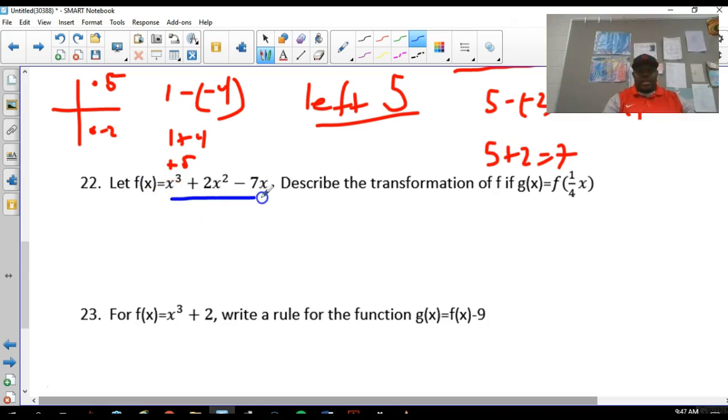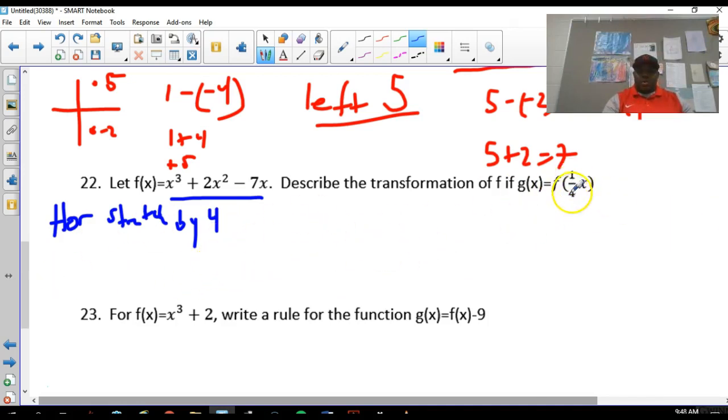let f of x represent this function here. Find the transformation of f if g of x equals f of 1/4 x. Well, I'm just going to say this so hopefully it clicks home. When you have 1/4 times x, its reciprocal is 4. What that means is we actually have a horizontal stretch by 4. Our horizontal stretch by 4. But anyway, that doesn't matter.